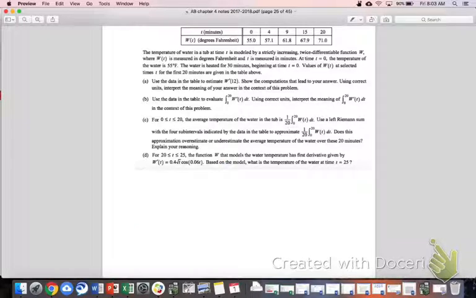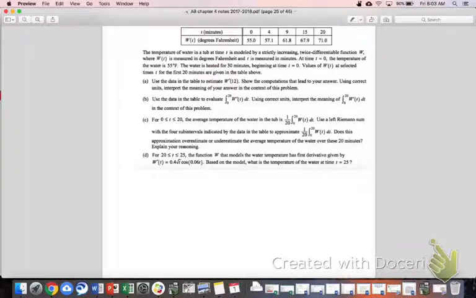Raise your hand if you want some more time for D. Walking around, I saw most people had mostly completed. Okay, so we're good. All right, let's go ahead and look at D then. It says for 20 to 25, beyond the table now, the function W that models the temperature has a first derivative given by W prime. Based on that model, what is the temperature of the water at t equals 25?